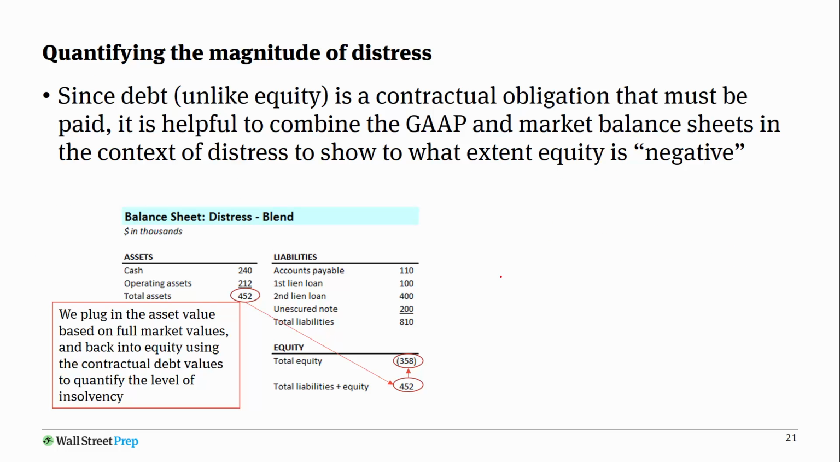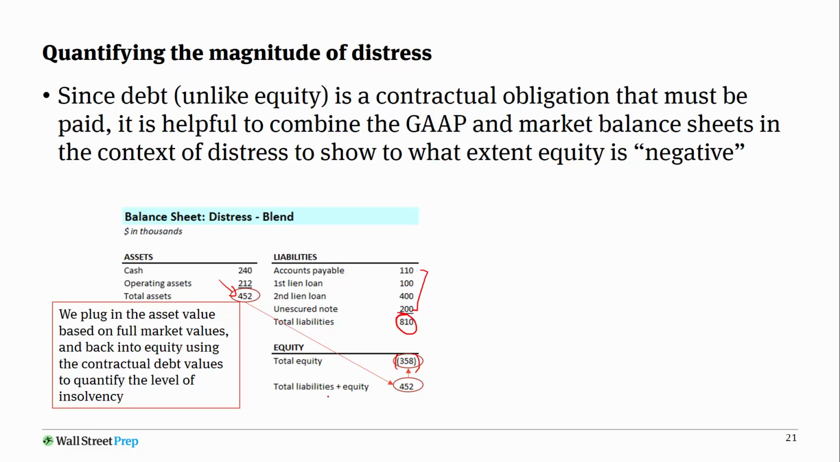So what does this mean for us? Well, one thing that we have to keep in mind is that debt, unlike equity, is actually a contractual obligation. It must be paid. So it's helpful to actually combine the GAAP and market balance sheets in order to understand to what extent our equity is negative. How insolvent actually is this business? In order to really figure that out, it's pretty straightforward. You bring back the contractual value of the liabilities, keep the imputed asset value in, right? So if the asset value we just figured based on the market is $452,000, and we know that the contractual value of the liability is $810,000, well, we are in the hole $358,000.